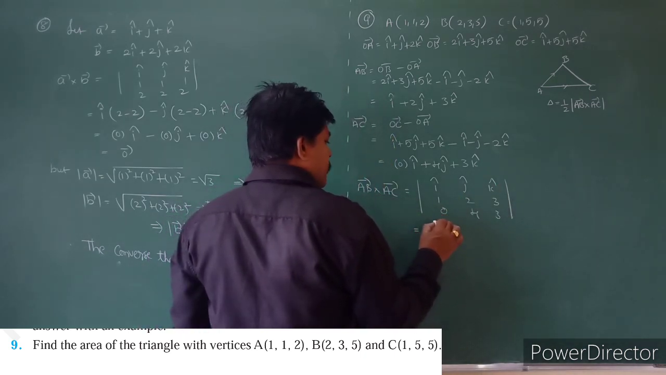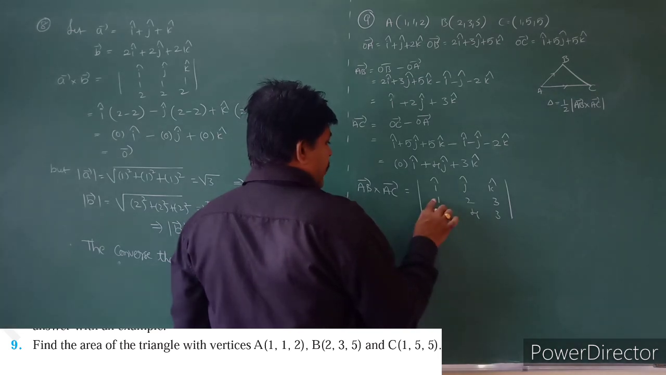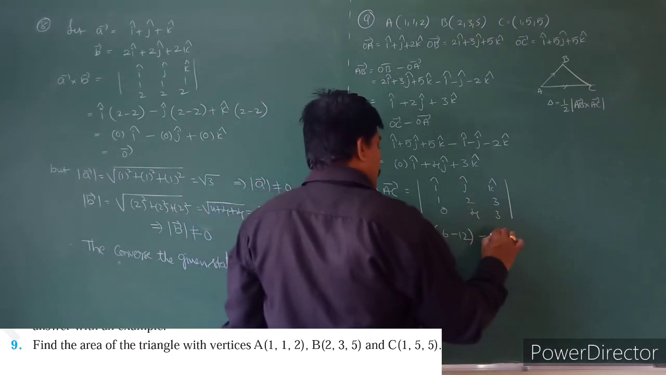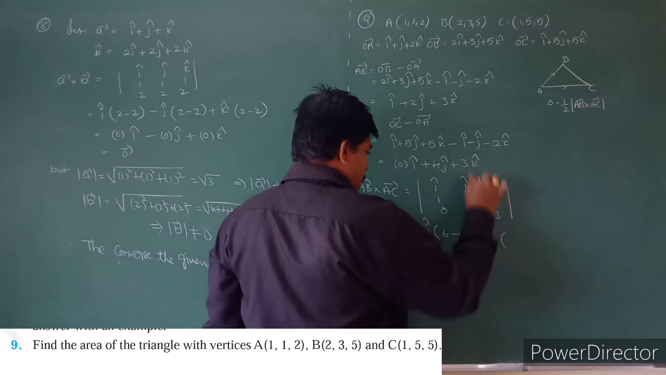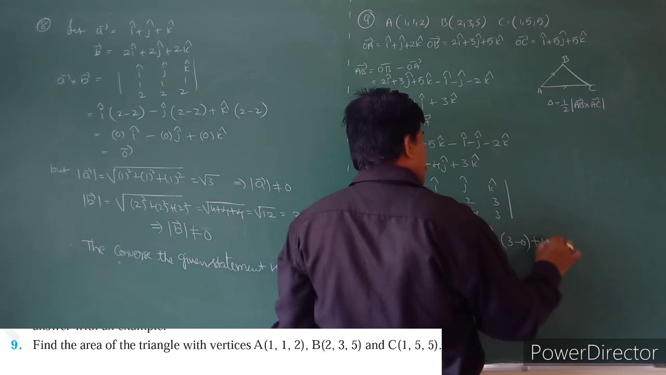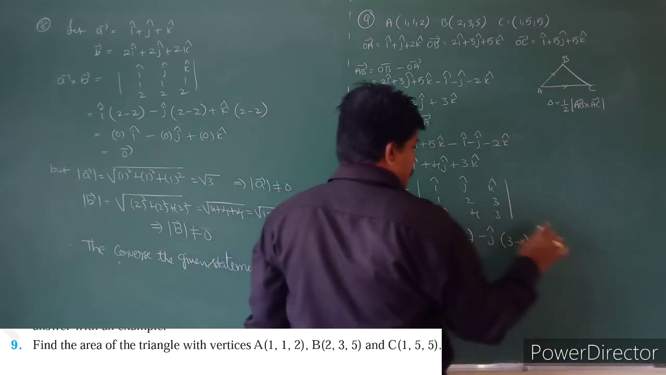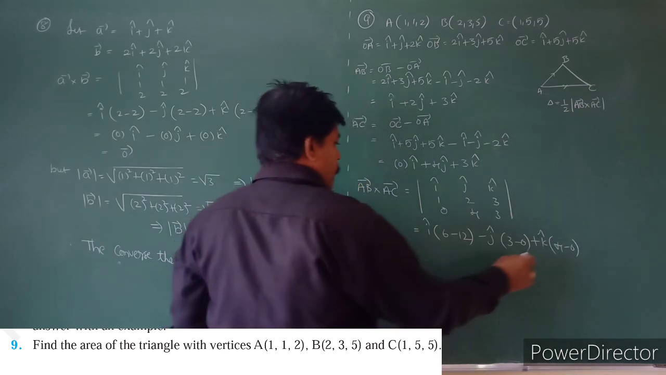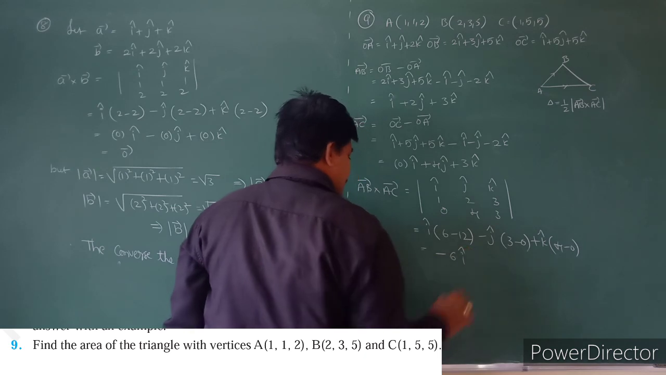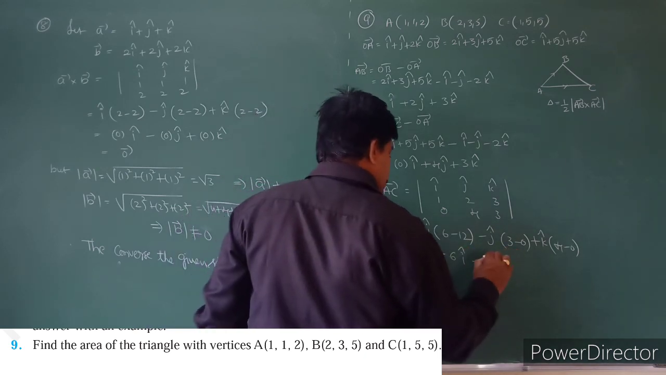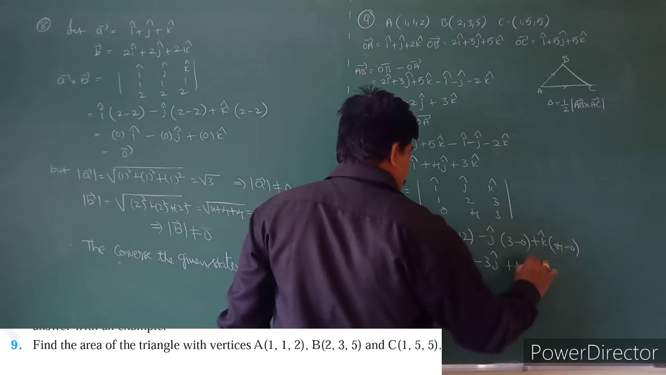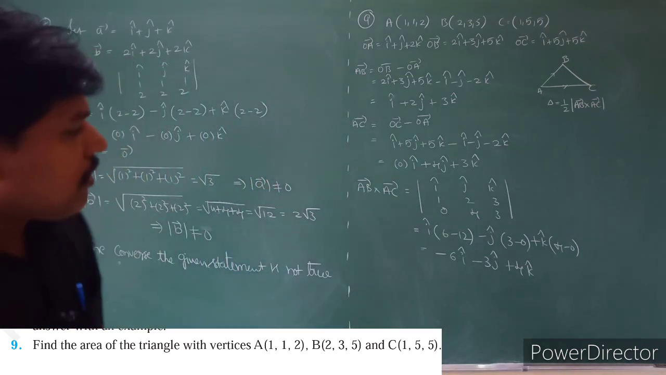So that is I cap into, removing the row and the column, 6 minus 12, minus J cap, removing the row and the column, 3 minus 0, plus K cap, removing the row and the column, 4 minus 0. That is equal to minus 6 I cap minus 3 J cap plus 4 K cap. So this is AB bar cross AC bar.